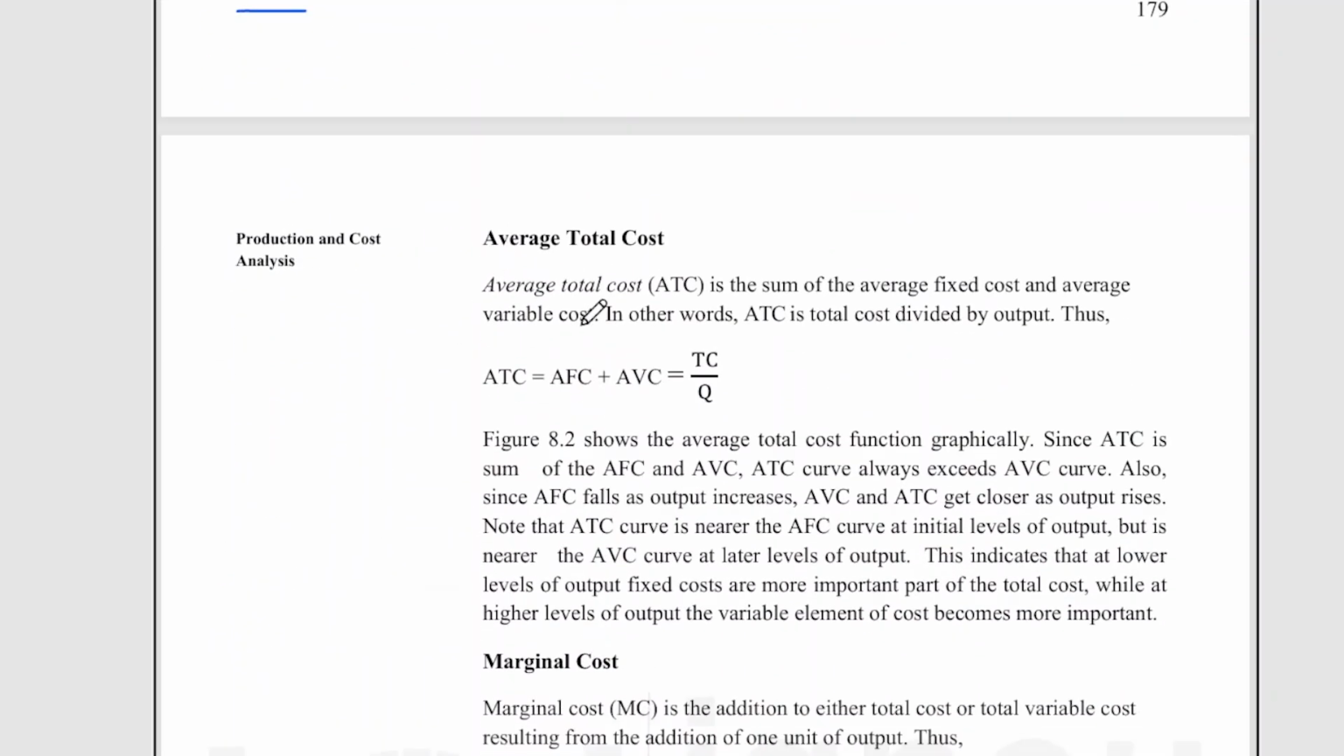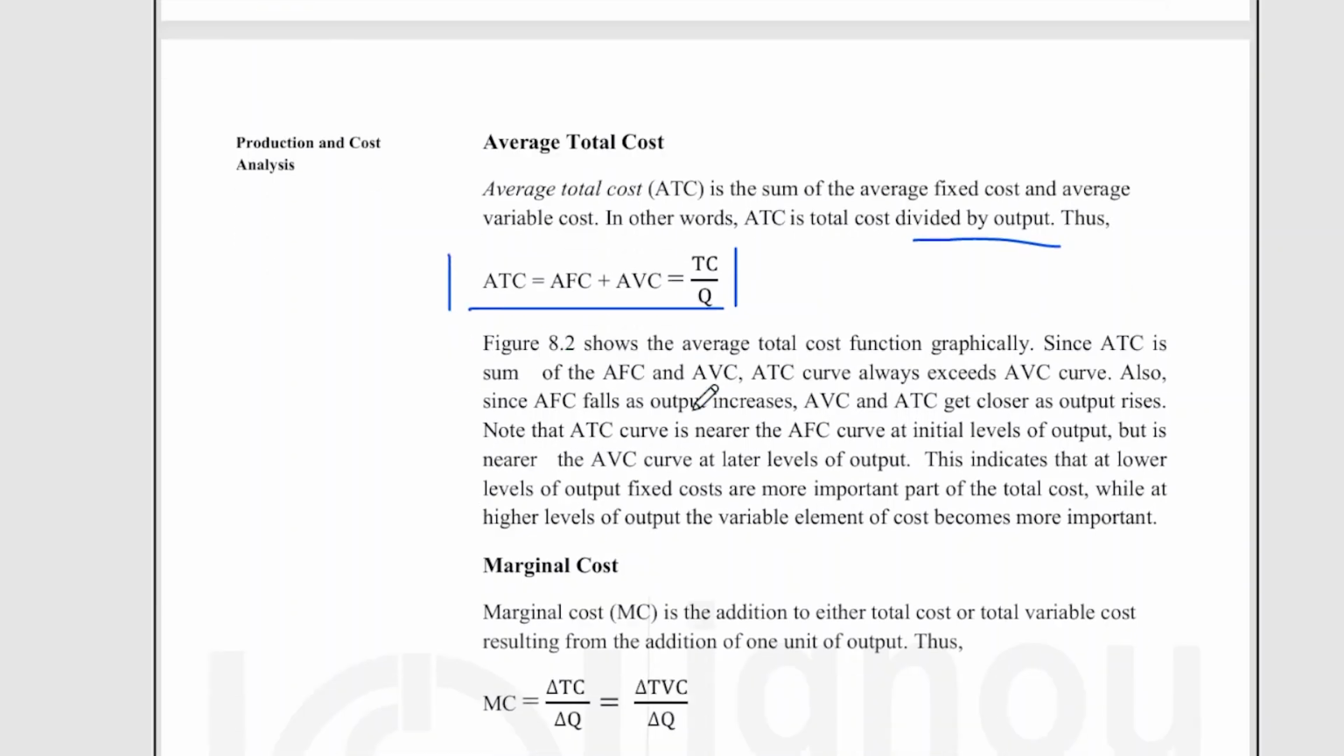And average total cost, ATC, is the sum of the average fixed cost and average variable cost. In other words, ATC is the total cost divided by output. So ATC is equal to AFC plus AVC, which is equal to TC divided by Q.